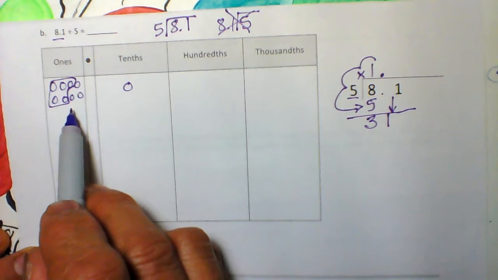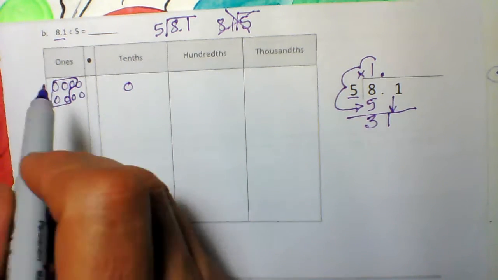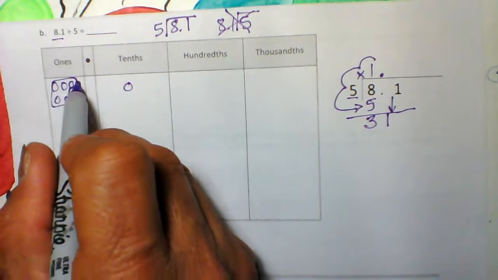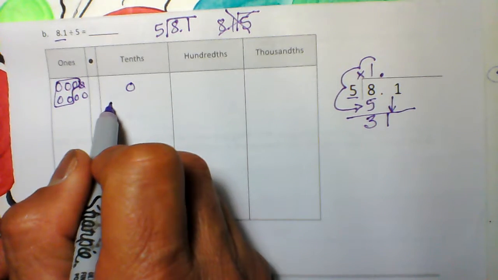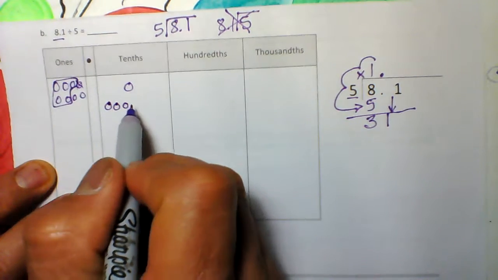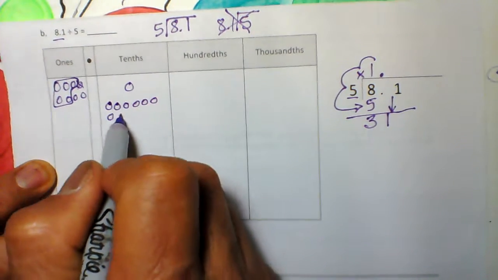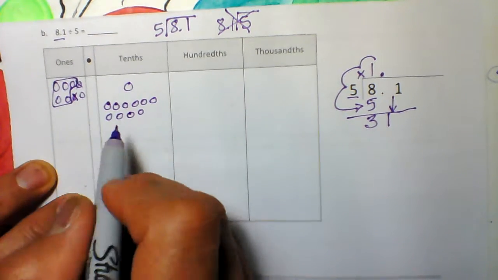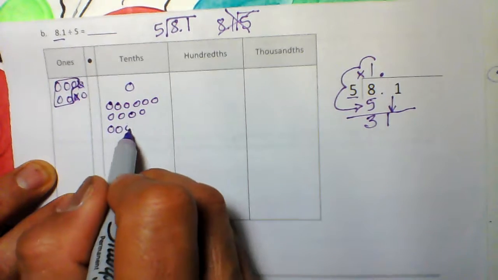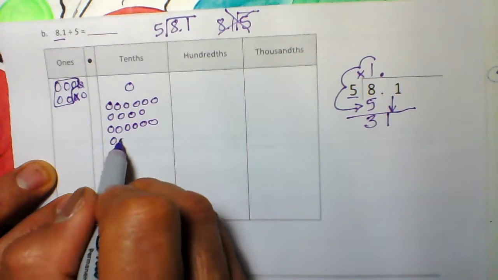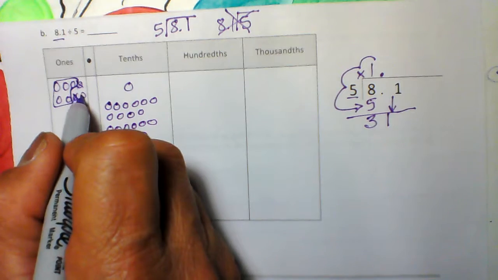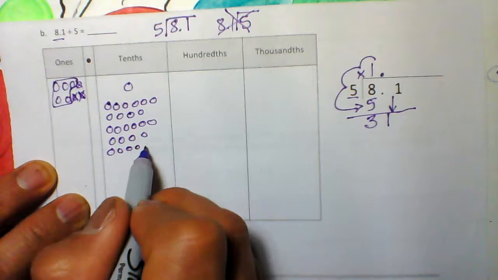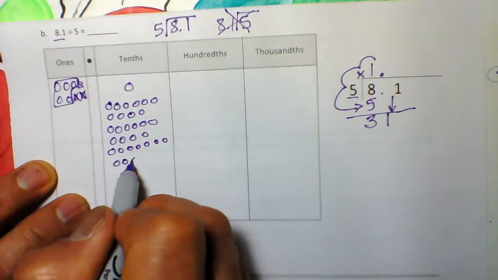But over here we only have 1/10, which means that these ones become tenths. One whole is going to become 10: 1, 2, 3, 4, 5, 6, 7, 8, 9, 10. And this other one is going to become 10 tenths: 1, 2, 3, 4, 5, 6, 7, 8, 9, 10. And now this is also no longer a 1. It's going to become 10 tenths: 1, 2, 3, 4, 5, 6, 7, 8, 9, 10.